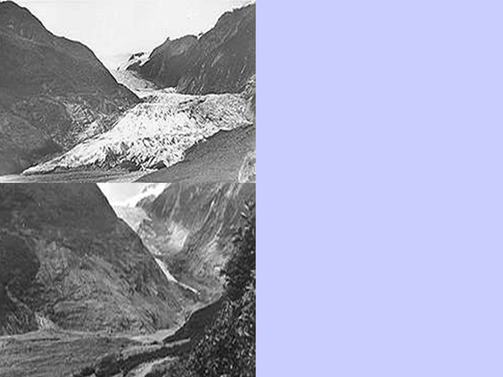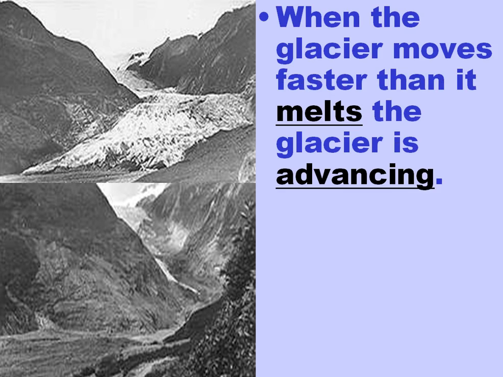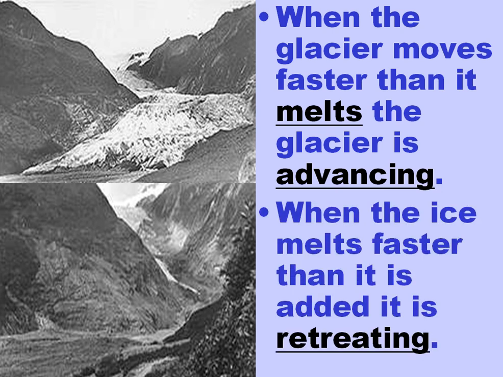So here's an interesting slide. This is the same valley. Now, when the glacier moves faster than it melts, the glacier is said to be advancing. And on the top, you see that the glacier has moved down into the valley. But in the same valley, later on, you can see the ice has melted away. So when the ice melts faster than it accumulates, it is said to be retreating.